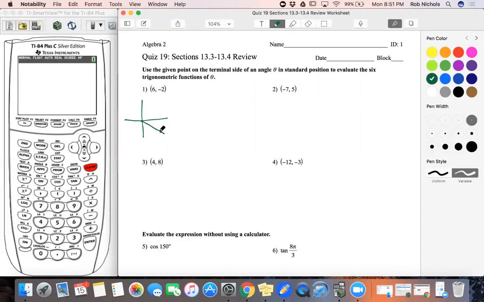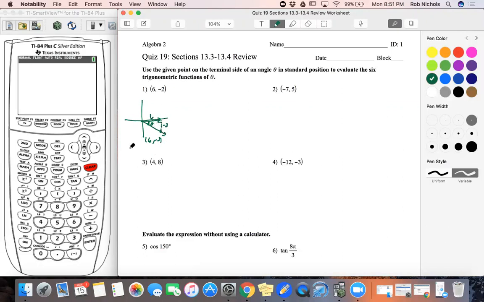So here's the point on the terminal side. Remember, the initial side goes along the positive x-axis, and there's the terminal side. You don't have to be exact, but it gives us a good picture. And remember from class, hopefully, you can make a right triangle out of this. Call this 6 and call this -2. Here's your angle theta, and you can use that to help you set up your triangle.